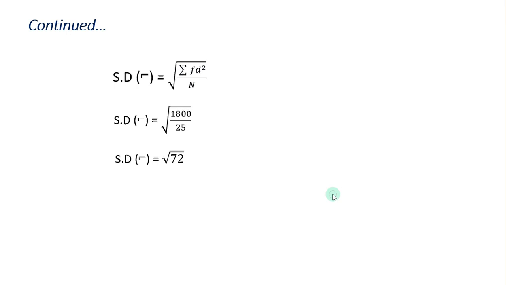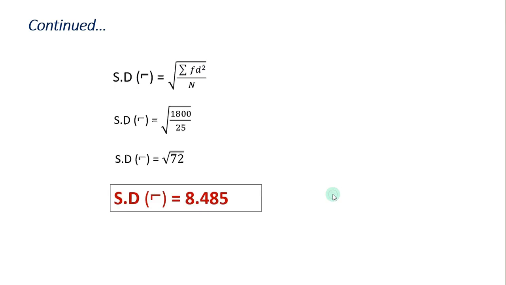Now we know the formula. Sigma is equal to square root of summation fd square by n. Now substitute the values to get root 72. That is sigma is equal to 8.485. So this is how we calculate the standard deviation for grouped as well as ungrouped data.